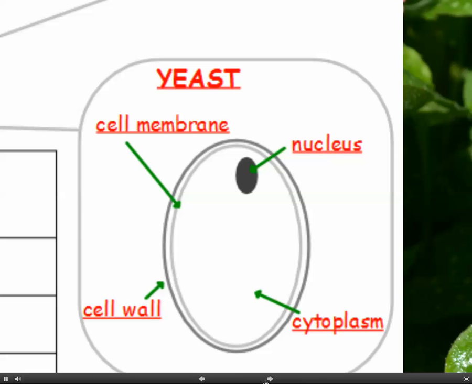And yeast cells look quite simple, don't they? They have cell membrane, cell wall, cytoplasm, and they do have a nucleus.